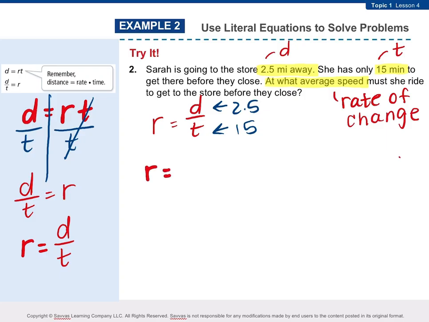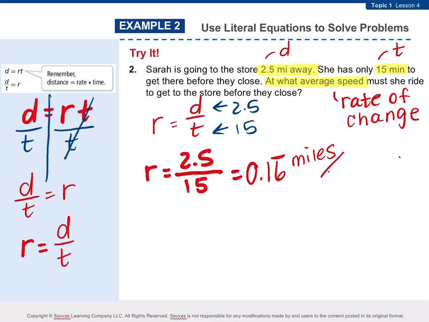So r equals 2.5 divided by 15 equals, in my calculator, 0.166666666. Right, so 1, 6 repeating. And that would be miles per minute, because on the top was miles and on the bottom was minutes. So my unit is miles per minute. If you want to stop right there and you want that to be your answer, that's totally fine.